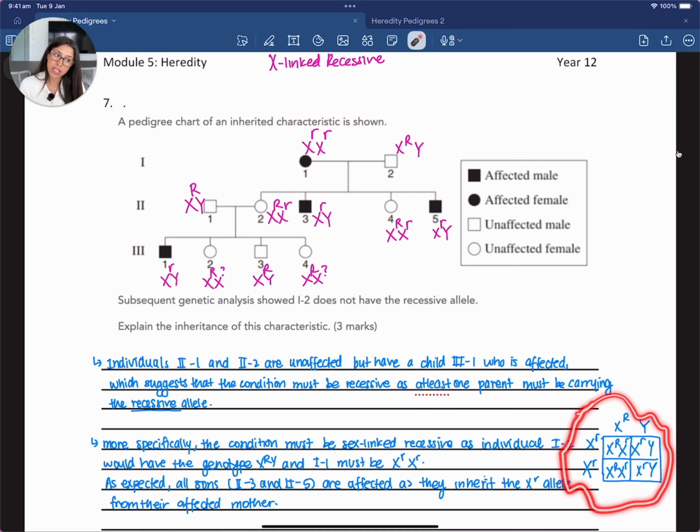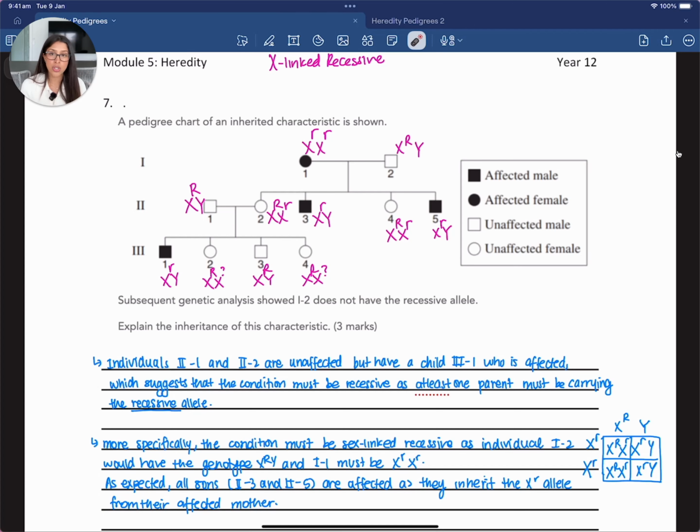So the Punnett squares are really important. They help to support your answer, and it is a good thing to include when you're looking at these pedigree questions. So always beneficial, and the markers will definitely be looking at your Punnett squares if you add them in. As expected, all sons, and I've also specified the sons, they are affected as they inherit the XR allele from their affected mother. So this is super important. I'm not just stating the rule that we learned, I'm actually explaining it. So without this explanation, my answer would be a lot weaker.